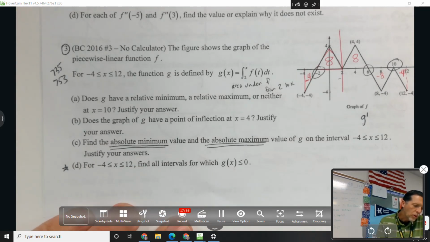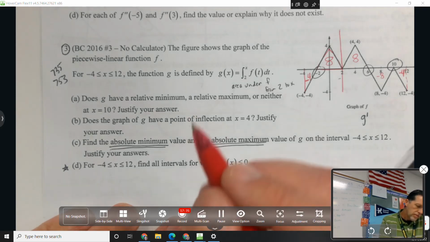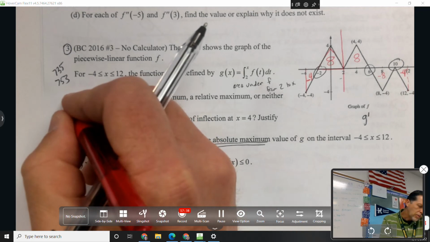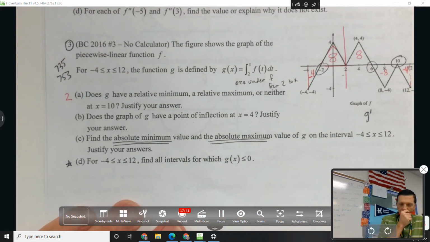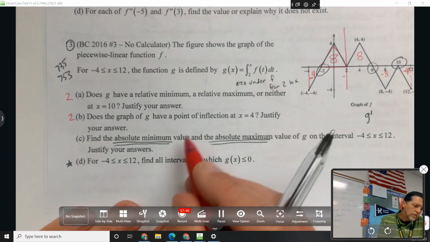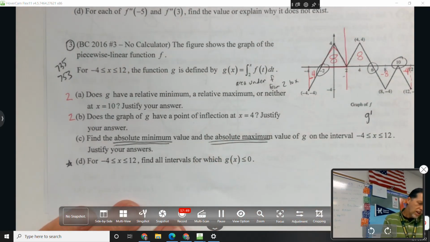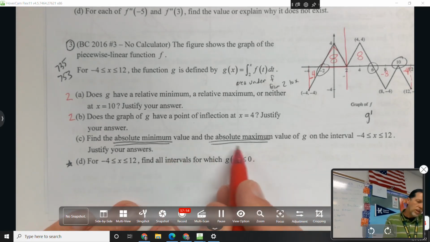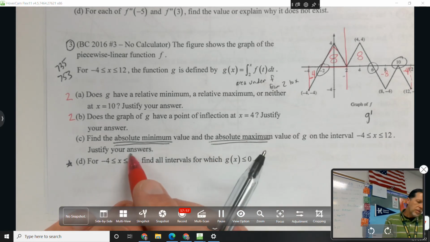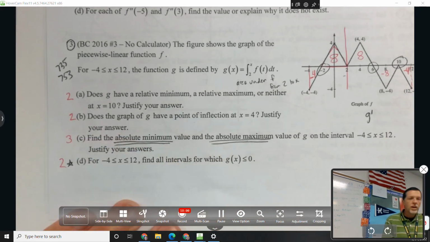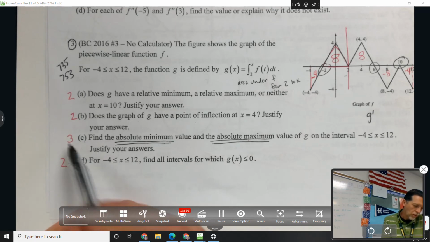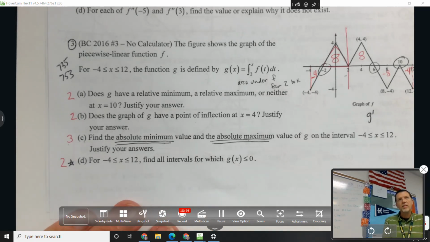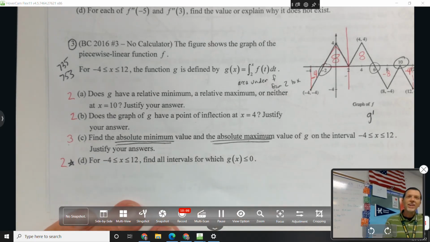I'm trying to think what the point values might be, because it has to add up to 9. So A is probably just 2 for the answer and the justify. B is probably 2. Does it have a point of inflection? Justify. C is probably 3 points, because there was a whole lot to that. We had to do a table, then we had to pick the right min and max. So I bet part C was worth 3 and D was worth 2. I don't know that, but that's just my guess. And you should not spend any time thinking about that on the test.